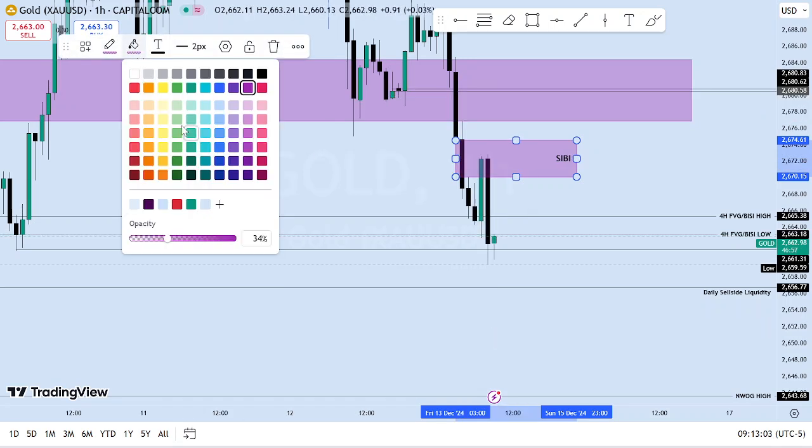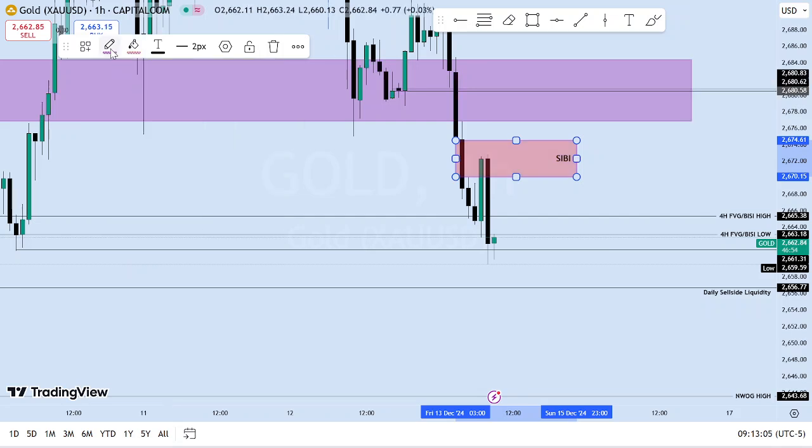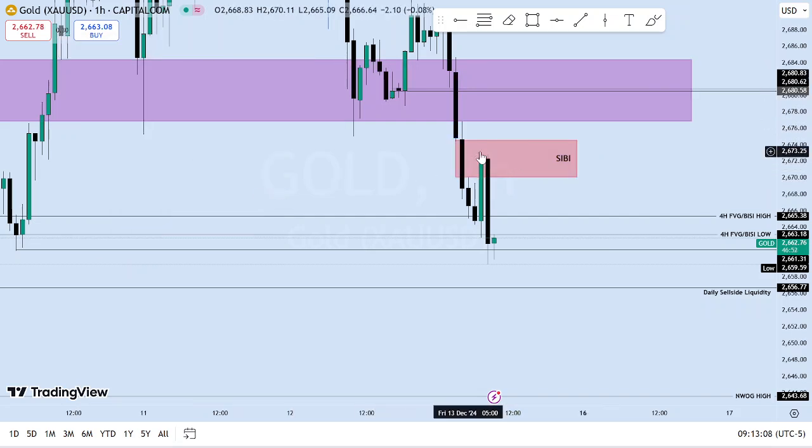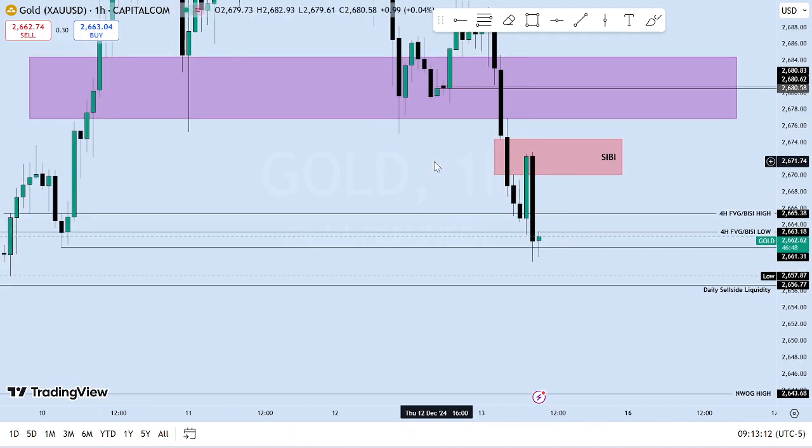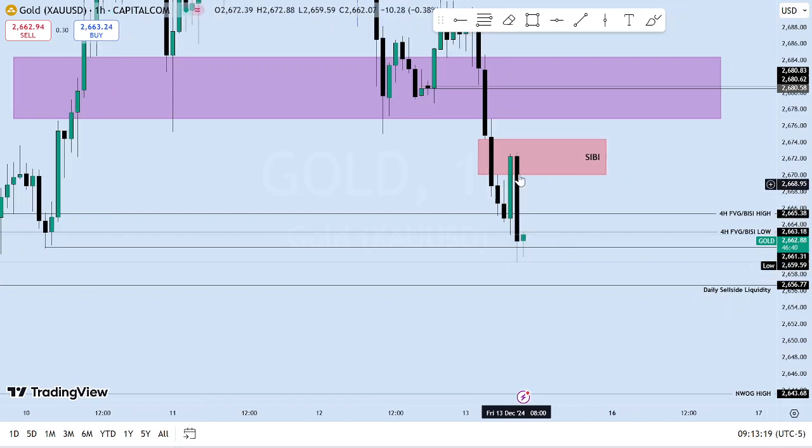Sell side imbalance, buy side inefficiency. We deliver inside the inefficiency. First touch was rejected, second touch rejected. The third one, where did they start from? The inefficiency from the CB, the spooling point. We break below it, below the 4 hour fair value gap. You can see it was rejected the first time, the second time, and the third candle breaks below it.